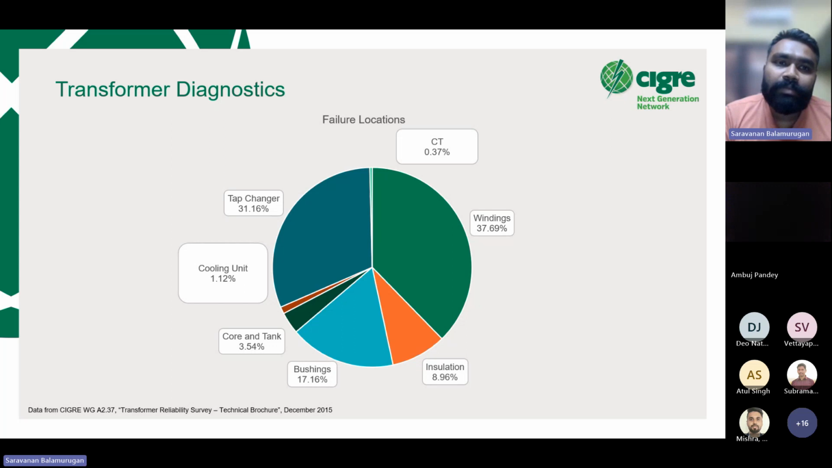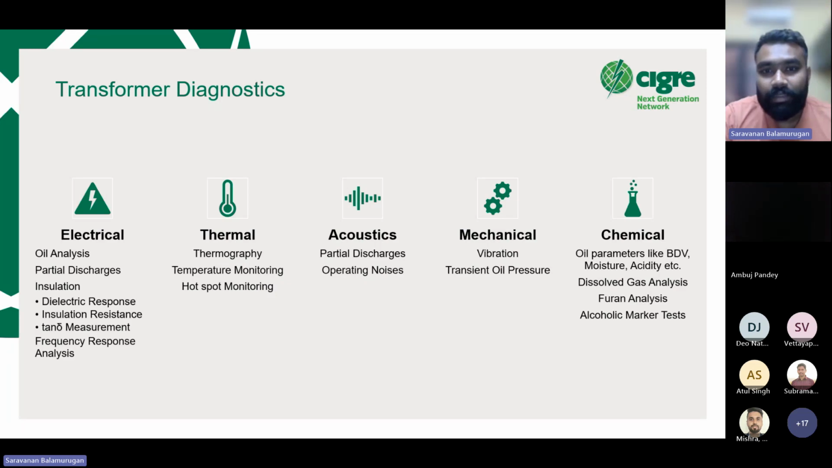Now, when the objective is diagnostics, right? So you need to understand what can be done to figure out what the problems are, what can be done to figure out how the problems can be solved. So those are the next steps that have to be done. So we already have a lot of diagnostic tests that are being done in transformers. We have different varieties of diagnostic tests, starting with the electrical, the oil analysis, the partial discharge analysis, simple insulation resistance measurement, dielectric response measurement, tan delta measurement, sweep frequency response analysis or SFRA. So these are used to understand the different parameters or the different components of the transformer.